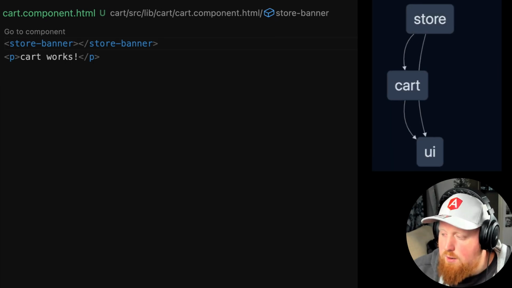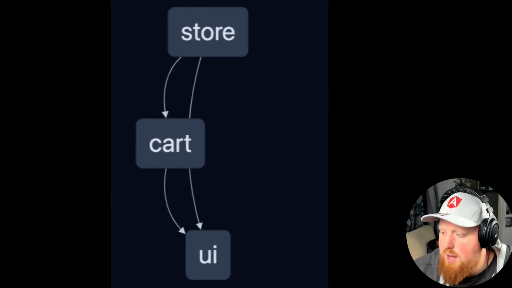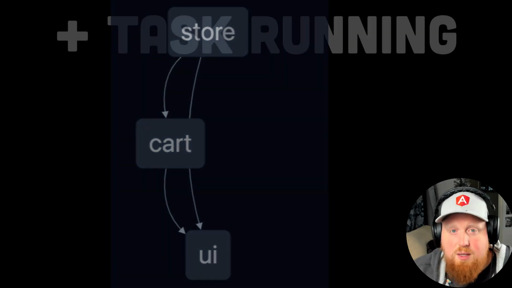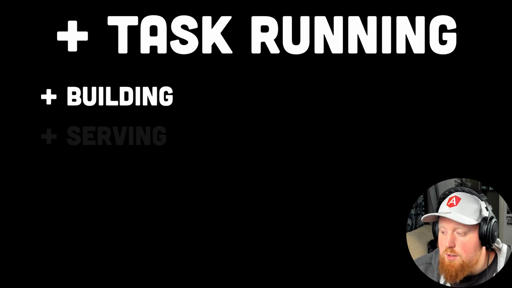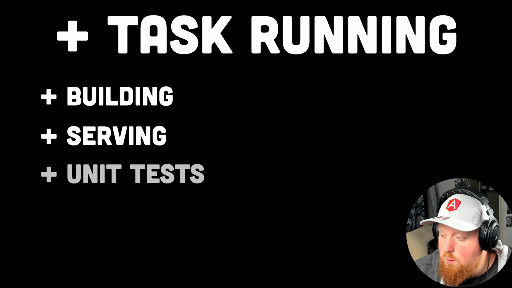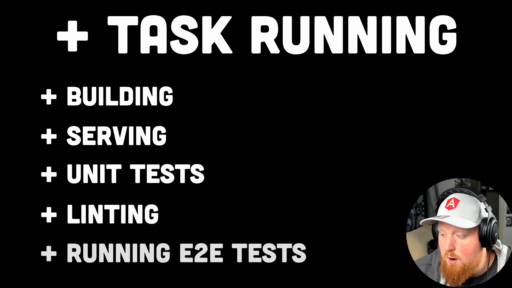The visualization here of dependencies is a helpful tool for understanding how the different modules of a project interact. Nx also uses this information to help automate task pipelines, as we'll see later in this video. But first, let's jump into task running. When we talk about task running, we're talking about tasks like building an application, serving an application, running our unit tests, linting our code, and running our end-to-end tests.